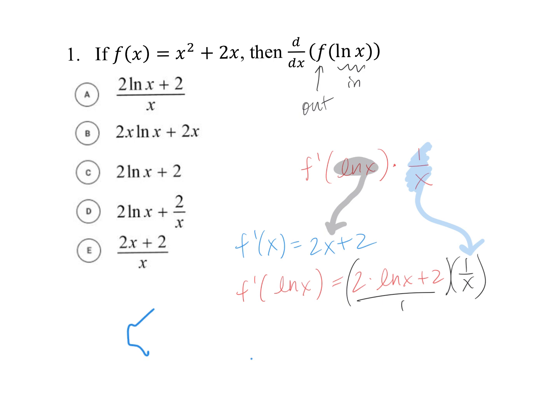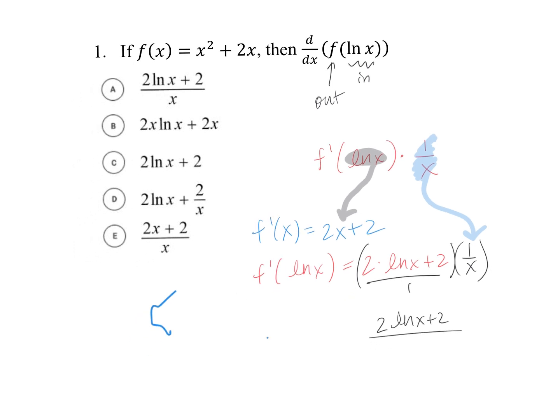Totally. Because this is really just over 1. So if I multiplied those across on top, 2 ln of x plus 2 times 1 would just get me 2 ln of x plus 2. And 1 times x on the bottom would get me an x. Is that an answer? Yes, it's A.